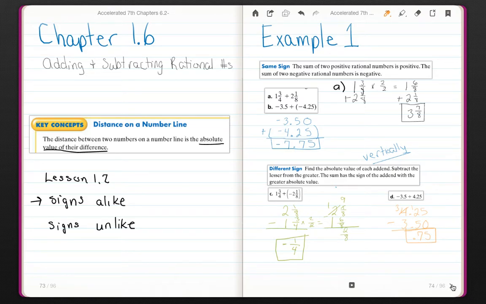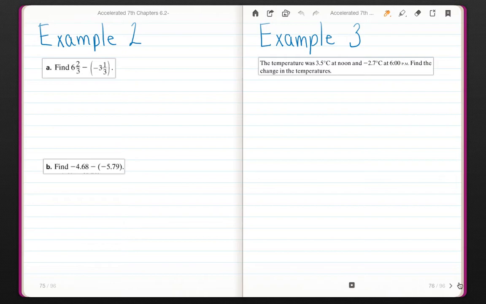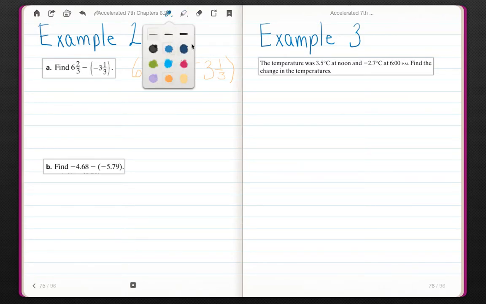All right, I know that was a lot, but let's take a look at example 2. To subtract a rational number, we're going to add its opposite. So I'm going to start with 6 2/3 minus negative 3 1/3. So way back in lesson 1.2, we also talked about adding the opposite. So I'm going to change the subtraction to addition, and the opposite of negative 3 1/3 is positive 3 1/3.